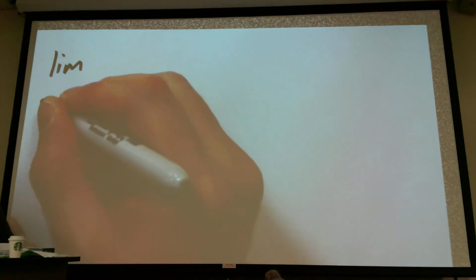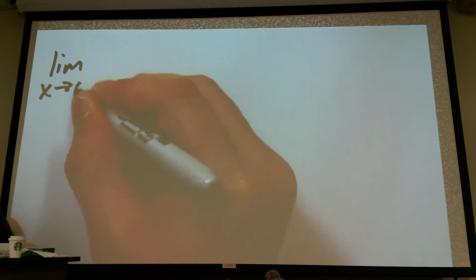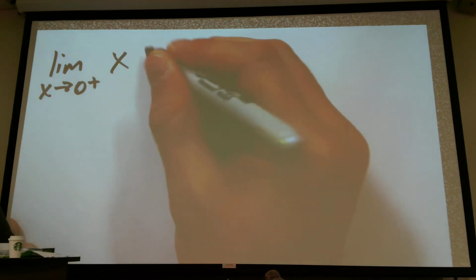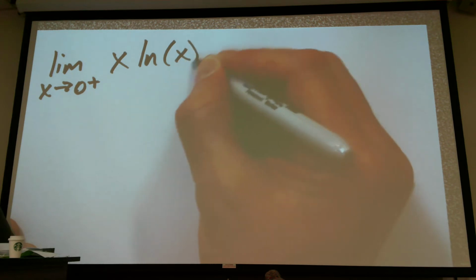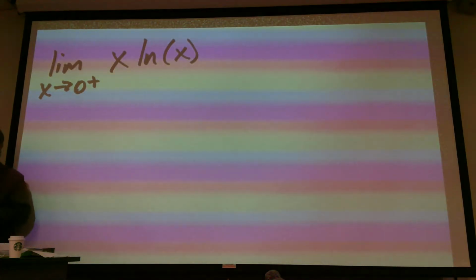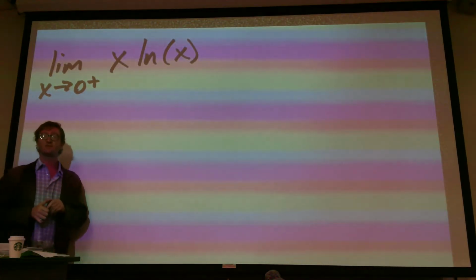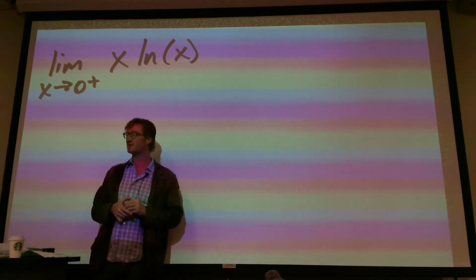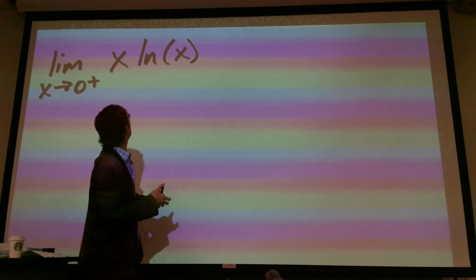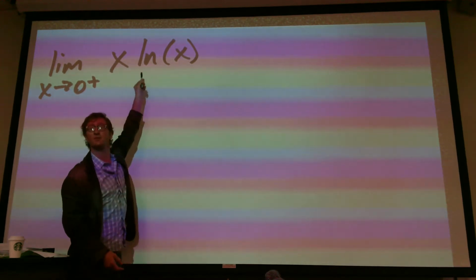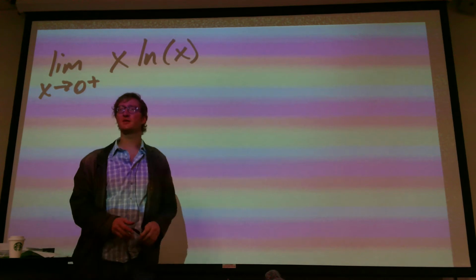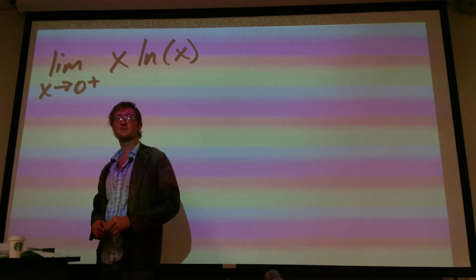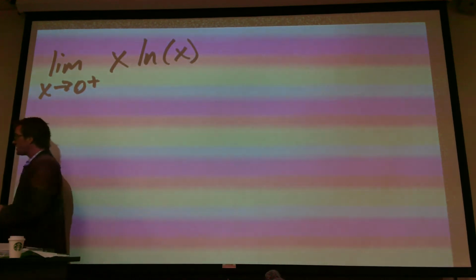So, let's say we have the limit as x tends towards 0 from the right of x natural log of x. Okay. So this is of the form of 0 times negative infinity. This term right here is tending towards 0. That term right there is tending towards negative infinity.